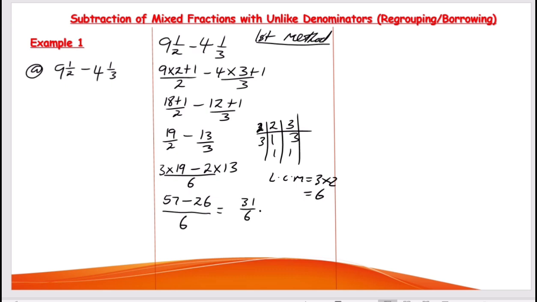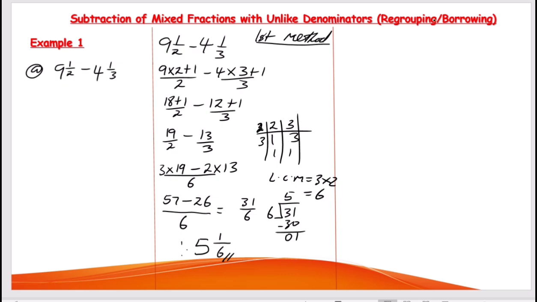over 6. Now we cannot leave our answer like this. We can still simplify further, or we express our answer as a mixed fraction. So how can we go about this? You can use the long division method. 6 can go in 31 how many times? 5. 5 times 6 gives us 30. So 31 minus 30 will give me 1. Now my remainder is 1. Therefore, my final answer is going to be 5 whole number, the remainder 1 over your LCM 6. So 5 whole number 1 over 6 is our answer.